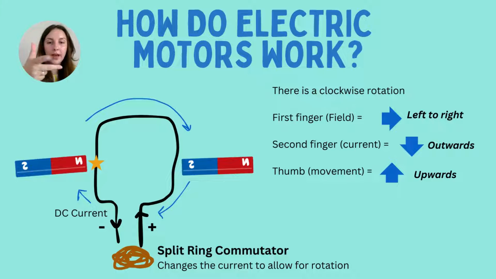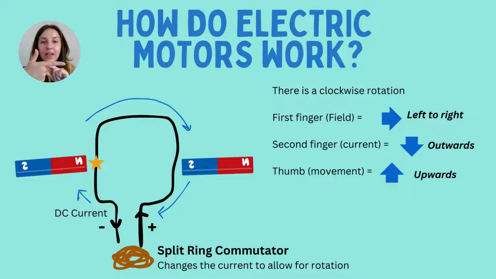So the first thing you want to do is put out your left hand in the formation like this, as Fleming's left-hand rule. And you want to see that the field is your first finger. So you want to point it in the direction north to south. So we can see that it's going from the left to right direction. So we point it this way.